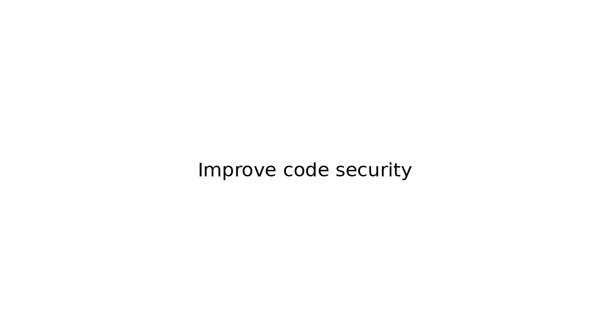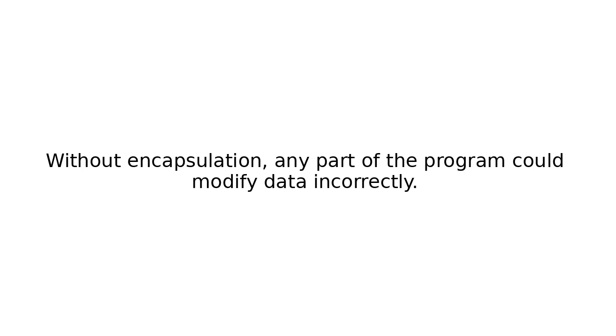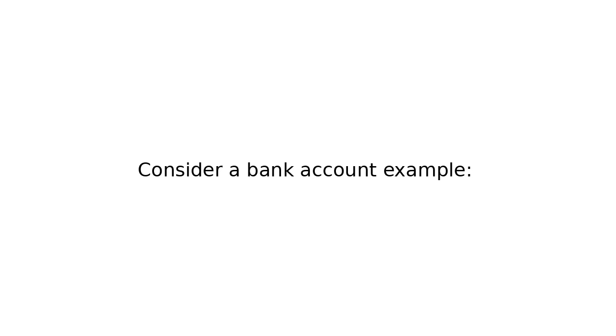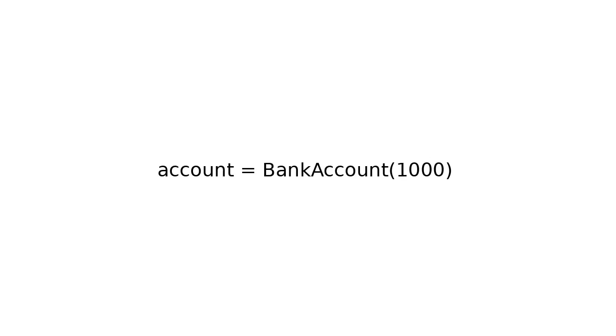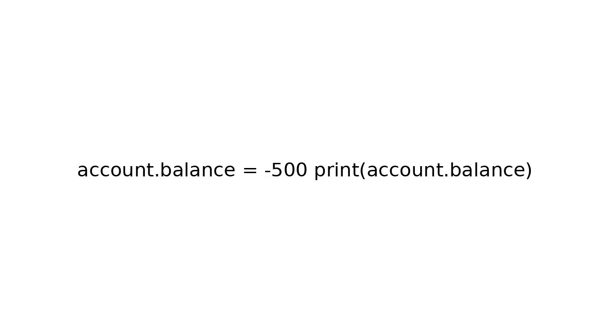Example without encapsulation. Consider a bank account example. Class BankAccount, def __init__(self, balance): self.balance = balance. account = BankAccount(1000). account.balance = -500. print(account.balance). Output: -500. Problem: the balance became negative, which should not happen in a real bank account. This happens because the variable is public and unprotected.